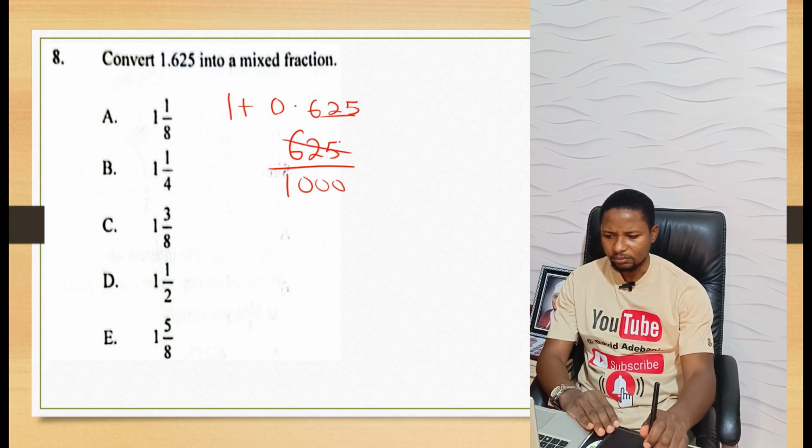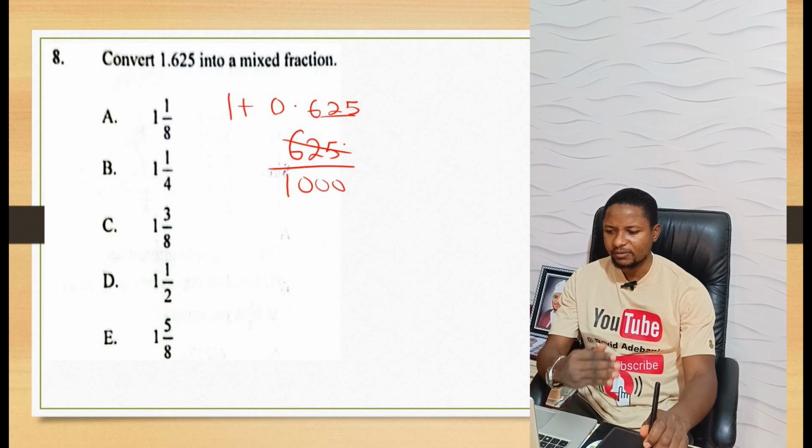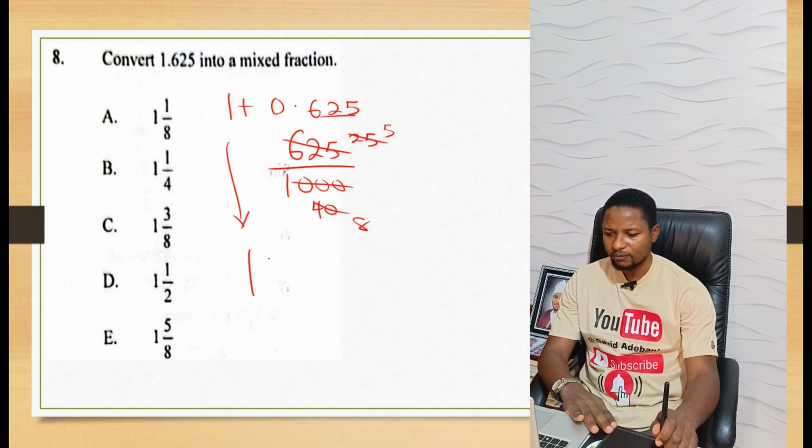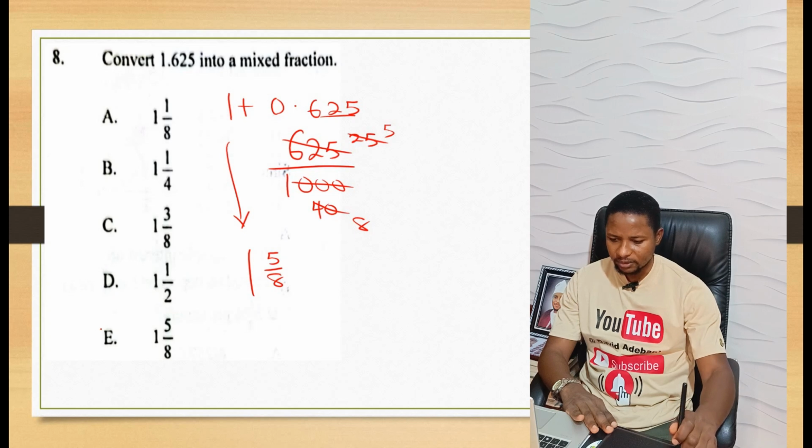If you know your 25 times table, you know 25 times 25 will give you 625. So I can use 25 to divide, which will give me 25 times. 25 in 100 will give me 4, and in 0 will give me 0. So 5 can still go again. 5 here, you have 5. 5 here, you have 8. And don't forget to bring down your 1. So you have 1 whole number 5 over 8. And that is the answer, option E.